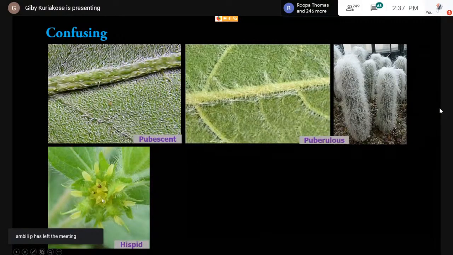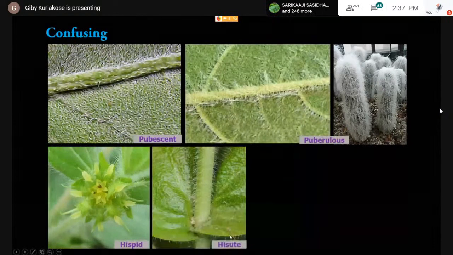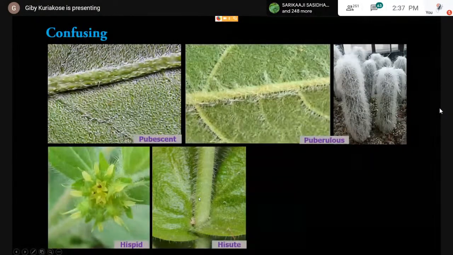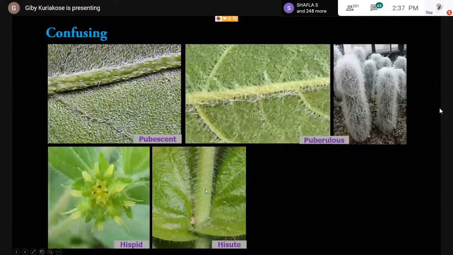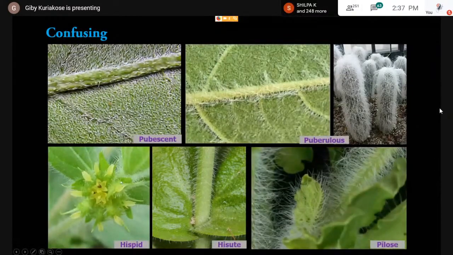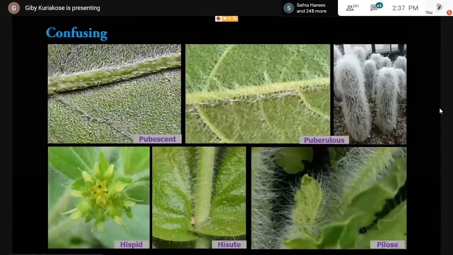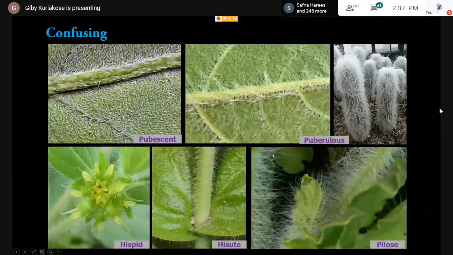But there is another group wherein the hairs are very strong. That is hispid. It may pierce through your skin like a mosquito. Then hirsute is also erect, but not strong enough to pierce through your skin. And there is one more, pilose, which is almost similar to hispid, but these are soft, erect, spreading hairs. Unless you have this narrow distinction between these terminologies, it will be very difficult to follow keys.